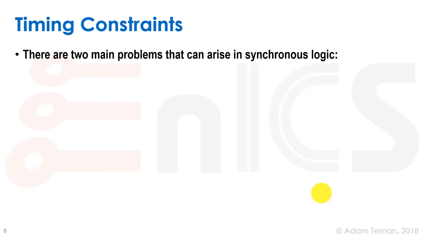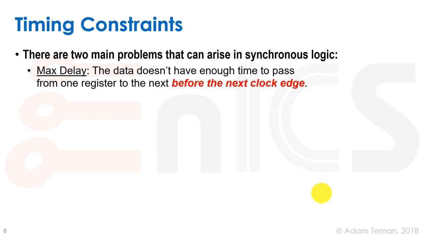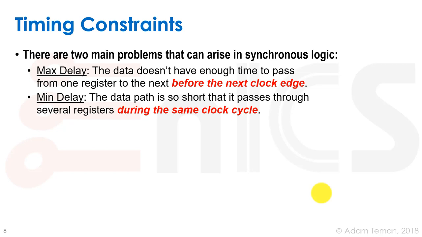and they provide us with our two main timing constraints that can arise in synchronous logic and that will now go with us until the end of this lecture and actually until the end of the course. So the first one is called max delay. The data doesn't have enough time to pass from one register to the next before the next clock edge, okay? Then again, we have min delay, which means that the data path is so short that it passes through several registers during the same clock cycle.